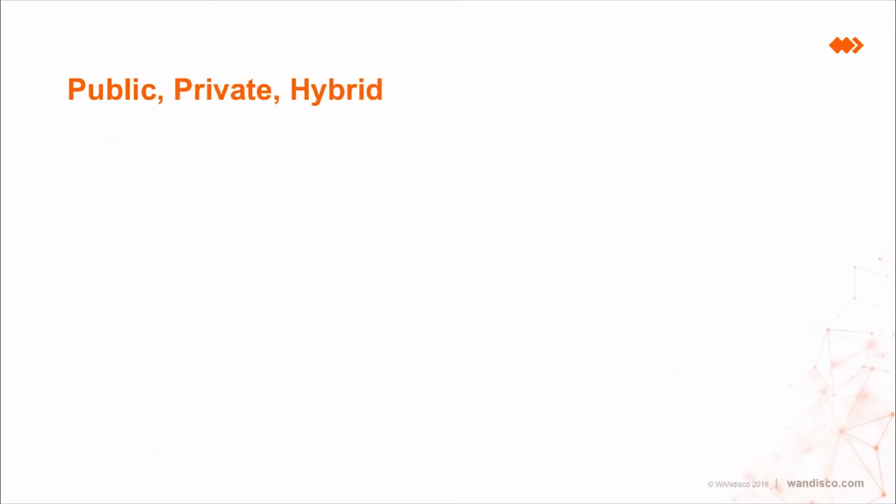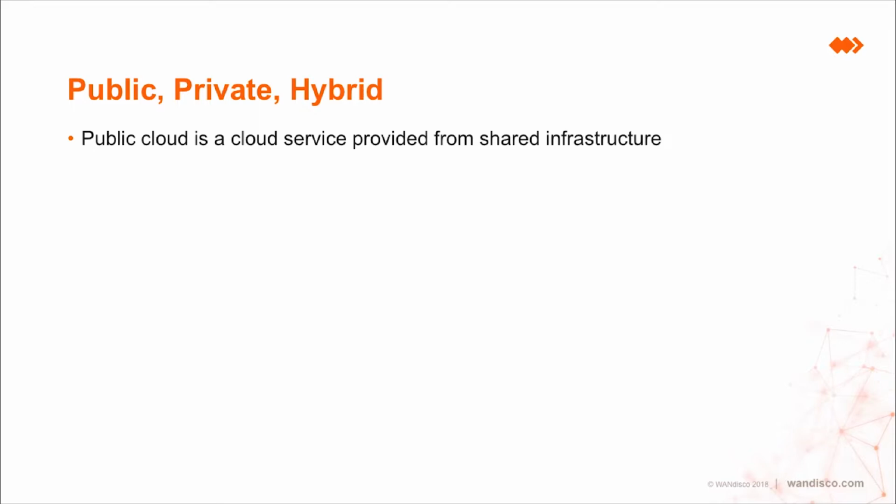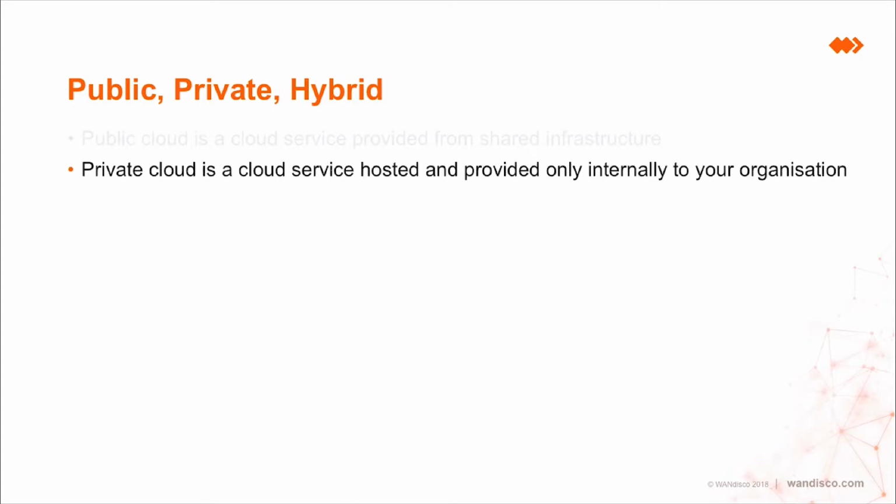The next subject is, what's the difference between public, private, and hybrid clouds? In general, a public cloud is a cloud service provided from shared infrastructure. That means the infrastructure that's being accessed, everybody uses that same infrastructure. And you don't really know that it's being shared other than someone telling you that. And you shouldn't really care as long as your performance is good and your application operates in the manner that you signed up for. The private cloud is a cloud service hosted and provided to an internal organization. It's internal to your organization, but it has some of the characteristics of the cloud.